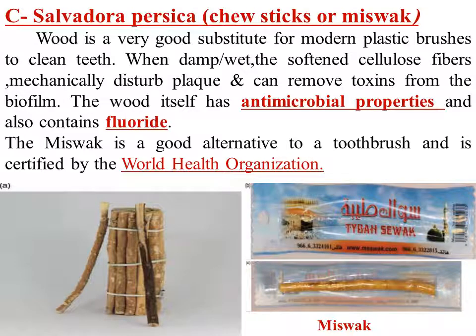C. Salvadora persica, chew sticks or miswak. Wood is a very good substitute for modern plastic brushes to clean teeth. When damp, wet, the softened cellulose fibers mechanically disturb plaque and can remove toxins from the biofilm. The wood itself has antimicrobial properties and also contains fluoride. The miswak is a good alternative to a toothbrush and is certified by the World Health Organization.